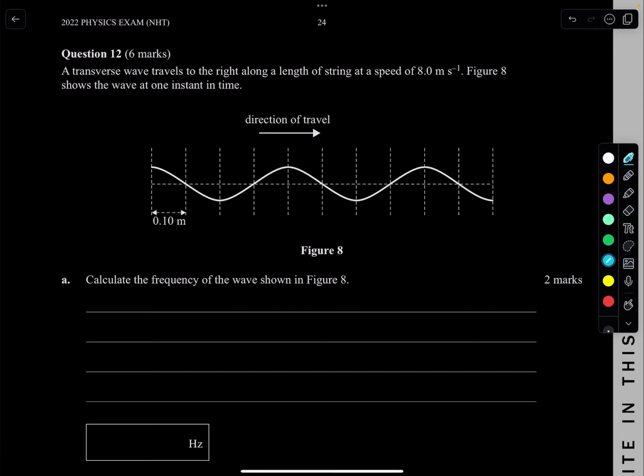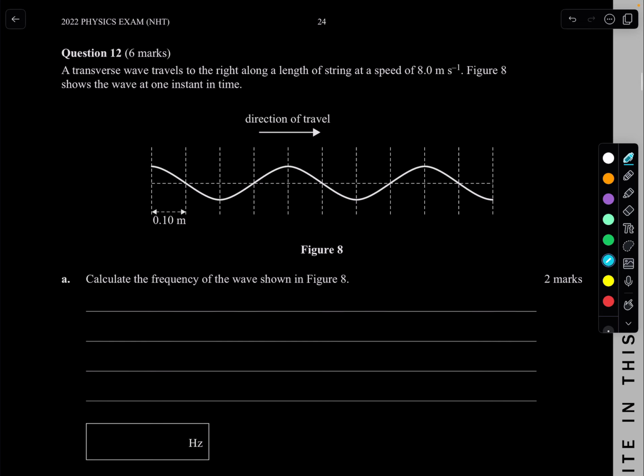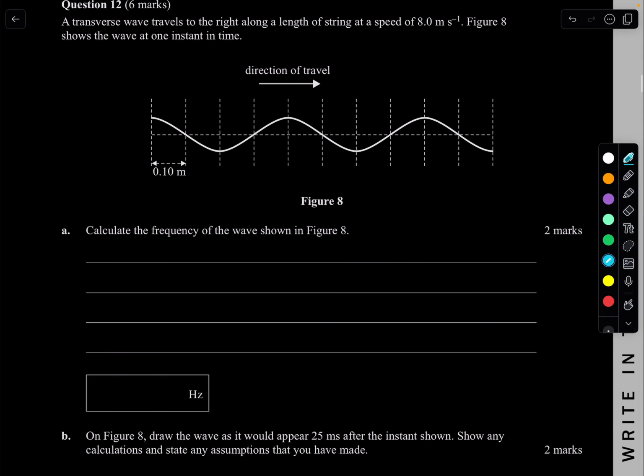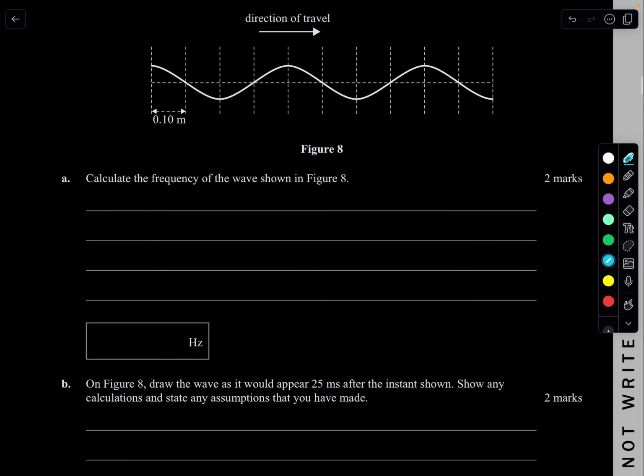A transverse wave travels to the right along a length of a string at a speed of this. Figure 8 shows the wave at one instant in time. Calculate the frequency of the wave shown in figure 8. Alright. So, we're given the speed, and we want to calculate the frequency. We know that velocity is frequency times your wavelength. So if I want to calculate frequency, it's going to be my velocity over wavelength.